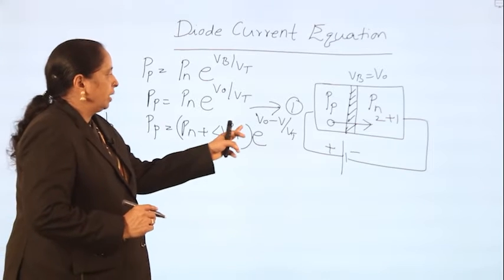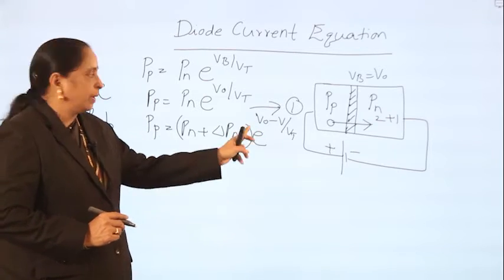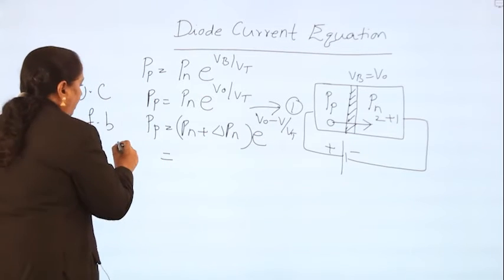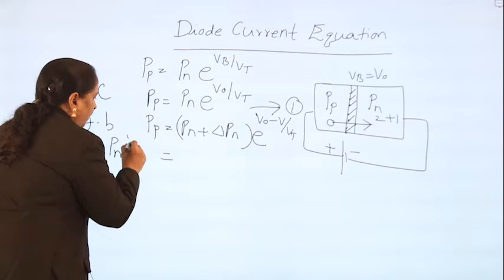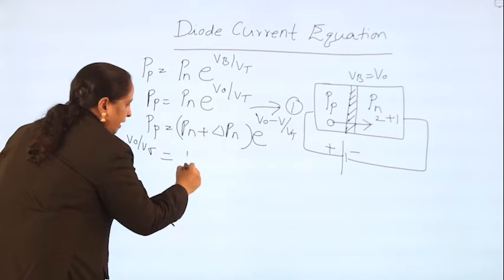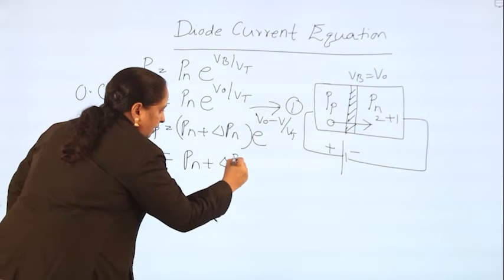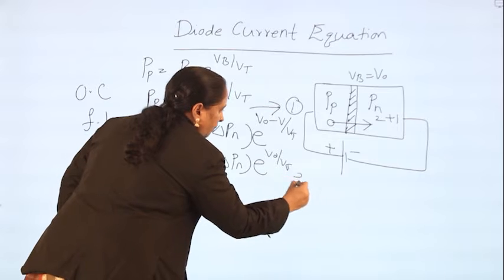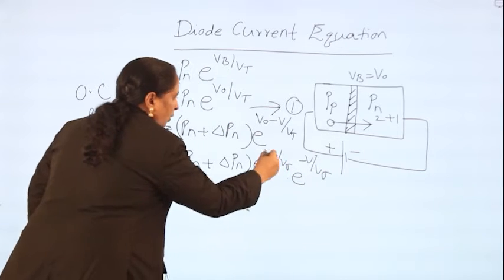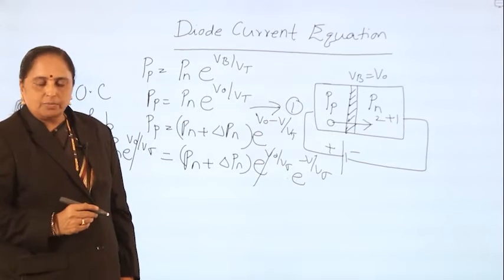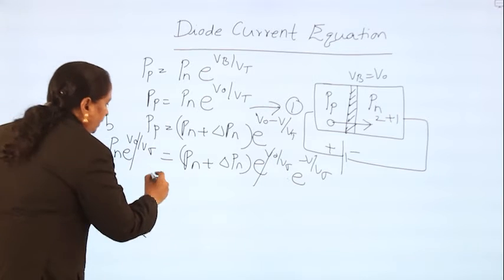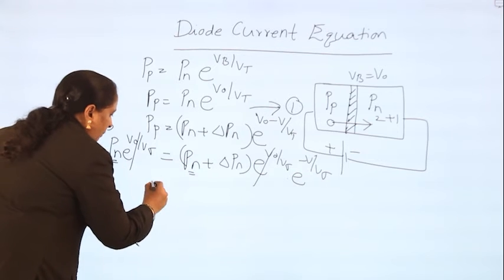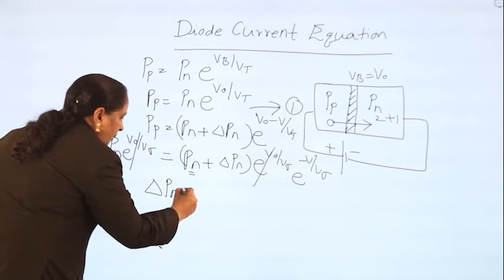Now, what have we done? We have divided it into two parts, e power V naught by Vt and e power minus V by Vt. Pp we have taken again as Pn into e power V naught by Vt, and on this side Pn plus delta Pn into e power V naught by Vt into e power minus V by Vt. On both sides we can cancel the common term, so we can separate delta Pn.